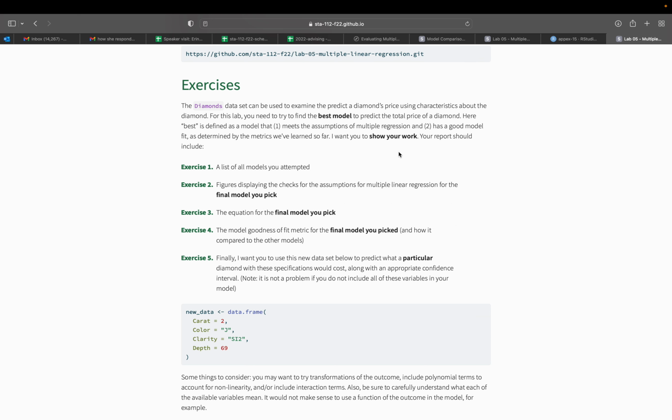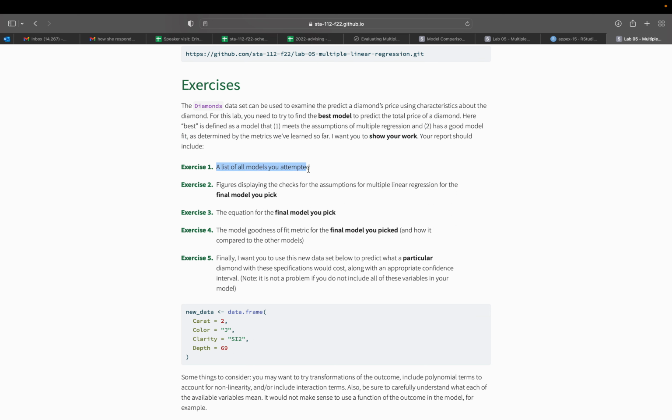The first step is going to be to find a subset of models that meet the assumptions of multiple regression. So basically try to find models that meet the constant variance, linearity, and normality assumptions based on those plots. And once you've tweaked your models to figure out what you need to do to make sure those assumptions are met, see if within that subset of models you can pick the best one determined by the metrics we've used so far.